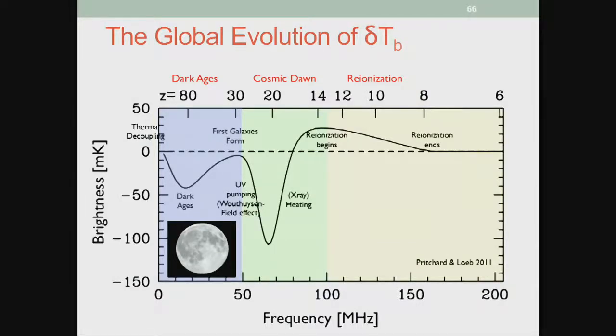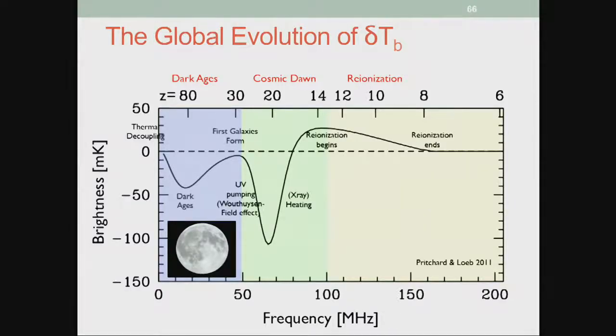about the global evolution of the delta TB, and different parts are driven by different things. I told you that this bit, which is a negative dip, will be wonderful if we can get to, because that will cover redshift between 30 to 100, 150. That's great if we can do it, but that's kind of futuristic. We have to go outside Earth.